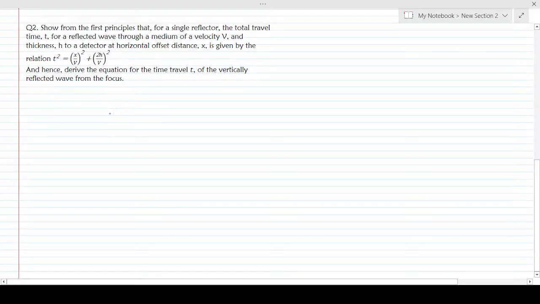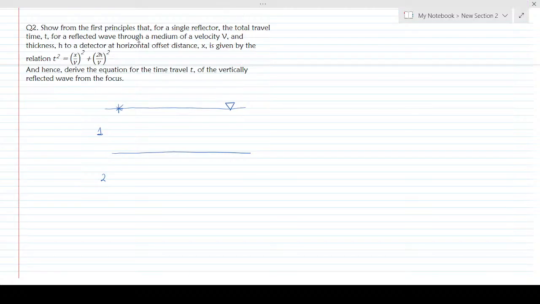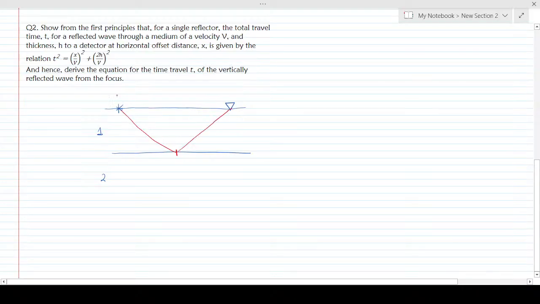So we have the first principle. We have our ground surface, our focus is here, and here is our geophone. Then this is the boundary between the first layer, so this is my first layer and my second layer. And there is a reflection. Let me put, let's say this will be the middle, so it comes here like this, then goes up like that, right? So this is my focus, this is my detector.